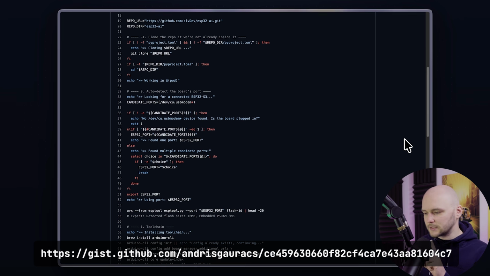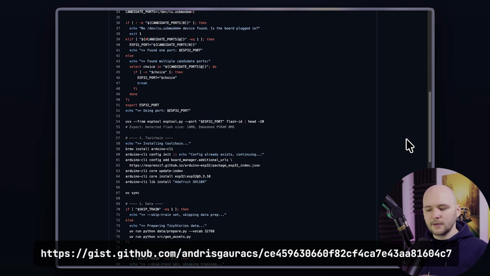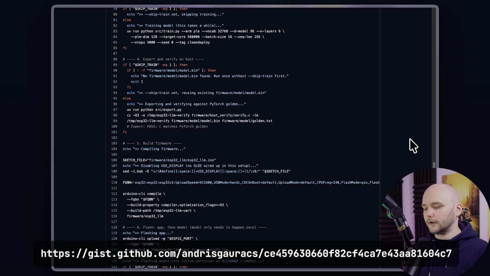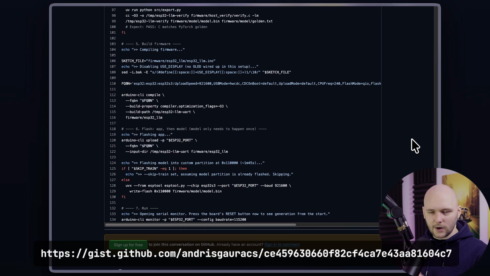checks the board, installs the toolchain, prepares the data, trains it, exports it, verifies, builds, and flashes it all in one go. So let's go ahead and run that script.